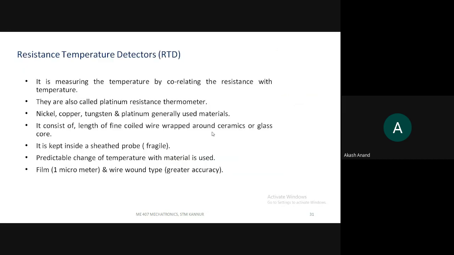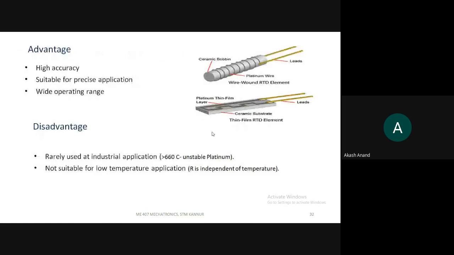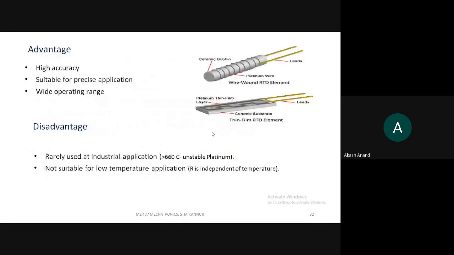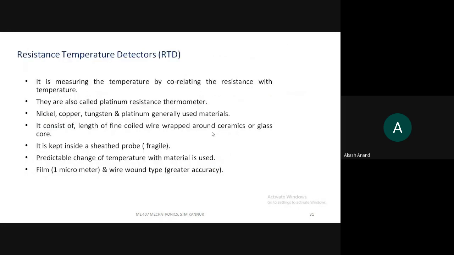So the fine coiled wire is wrapped around the ceramic or glass core. The next step is it is kept inside a sheathed probe. That is because ceramics or glass are very fragile in nature. It will break easily. So the whole setup is kept inside a sheathed probe.